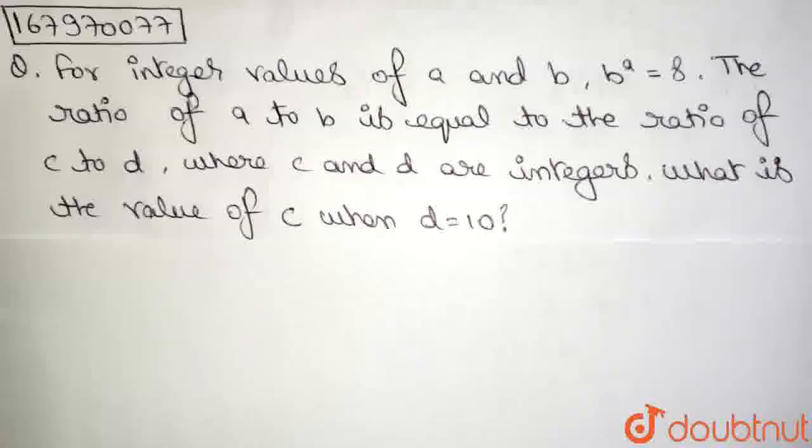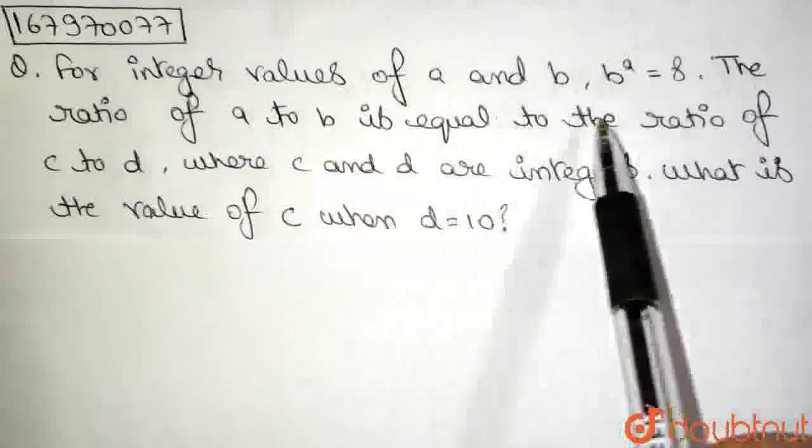The question states: for integer values of a and b, b to the power a is equal to 8. The ratio of a to b is equal to the ratio of c to d, where c and d are integers. What is the value of c when d is equal to 10? So what we get from this question is that the ratio of a to b is equal to the ratio of c to d.